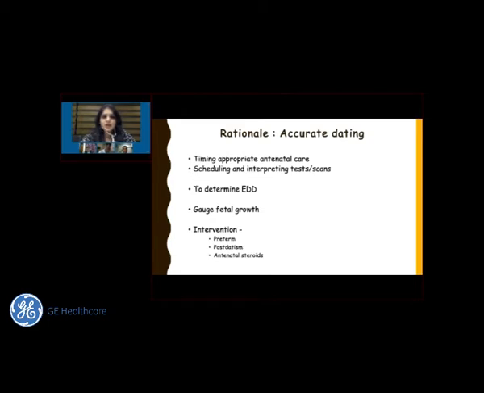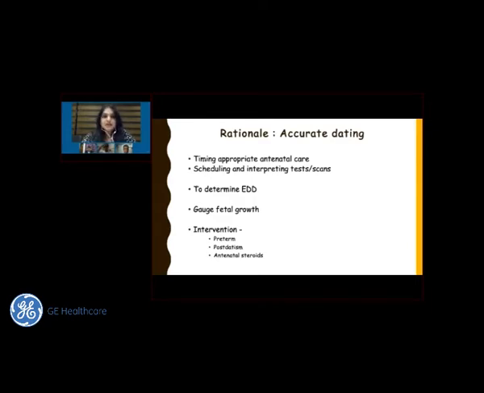Now, why is accurate dating so important? Dating of pregnancy is extremely important to time appropriate antenatal care, to schedule and interpret the tests and ultrasounds. For example, your double markers, anomaly scans, your basic booking bloods, blood sugars, ICT in case of Rh negative, everything revolves around gestational age and the correct dating.